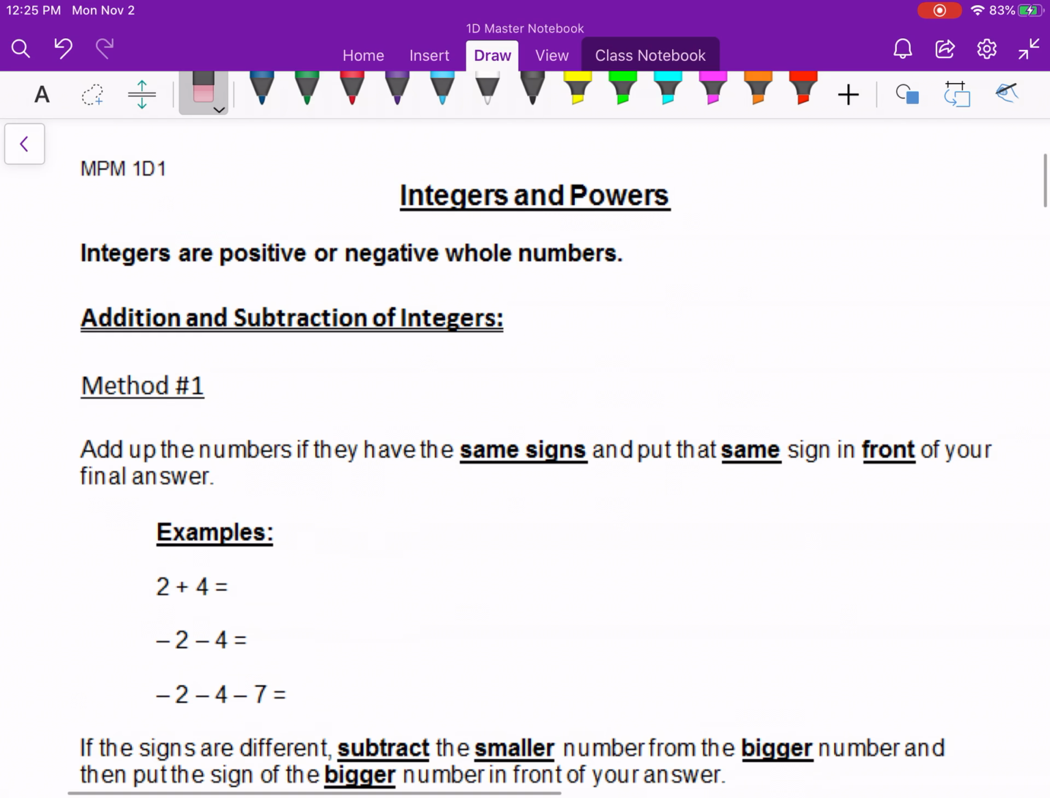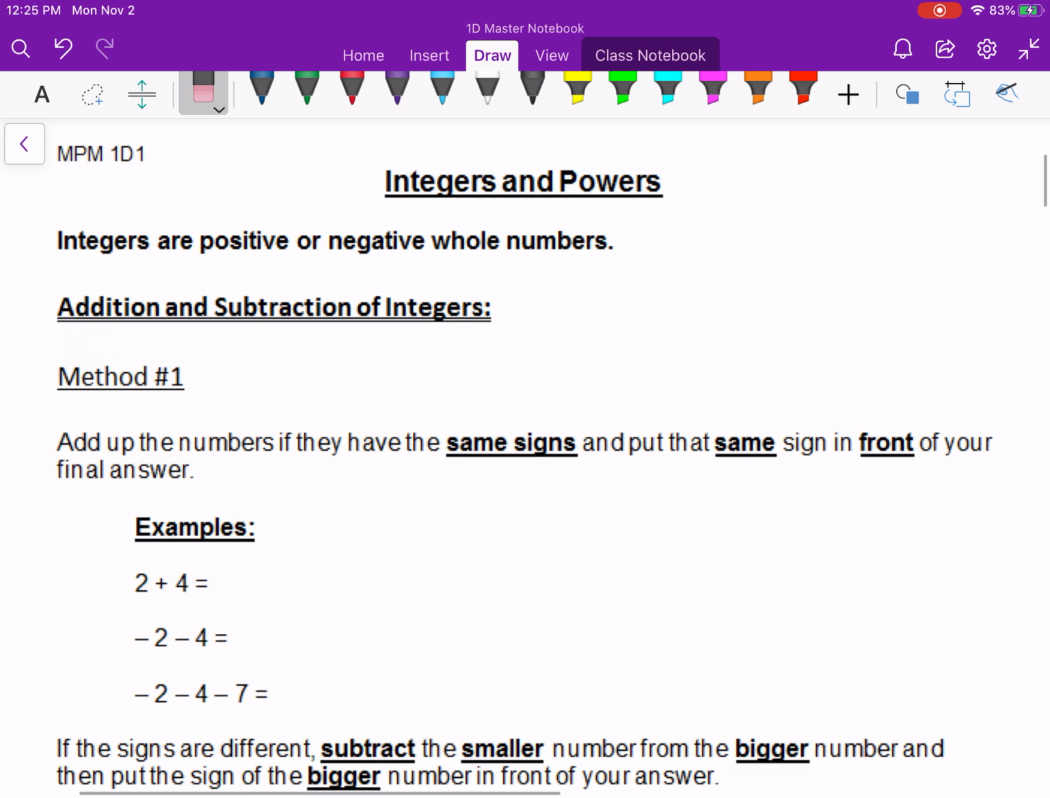Integers are something that you should have learned about, or at least done a bit of work with before now. So this should be review. Integers are positive or negative whole numbers. They can be positive, they can be negative, but they have to be whole numbers. In other words, there's no decimals involved in integers.